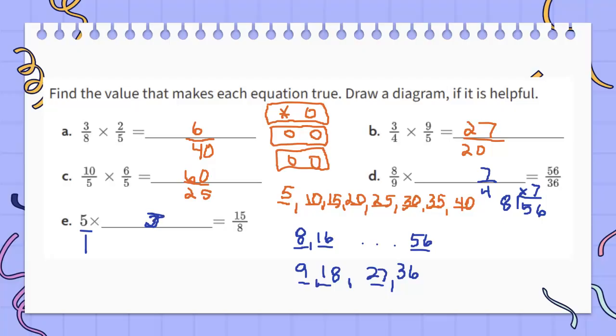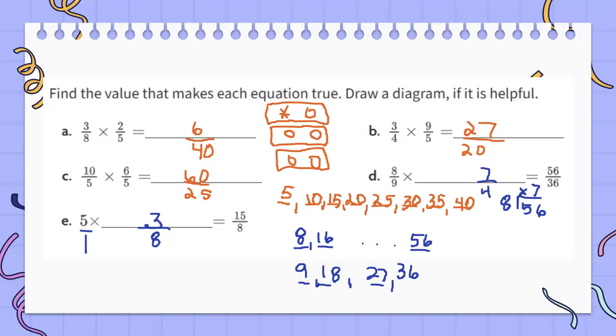Ooh, let's make that neater. No, let's erase. Okay, that would be 3. And I ask myself the same question. What can I multiply times 1 that will give me a denominator of 8? And I know that would be 8. Okay, so now we have solved for our numerators and our denominators. And we've even figured out the missing problem right here.